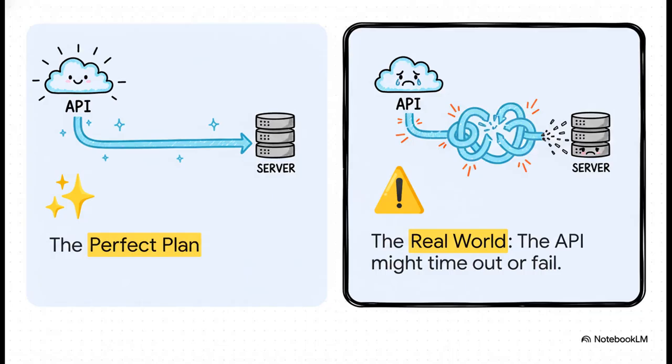And this right here just says it all, doesn't it? On the left, you've got your perfect plan. Everything's great, the API responds instantly, life is good. But then, there's the real world on the right. APIs time out, servers go down, connections fail. Planning for this stuff isn't being negative, it's what separates a toy from a truly robust, reliable tool.